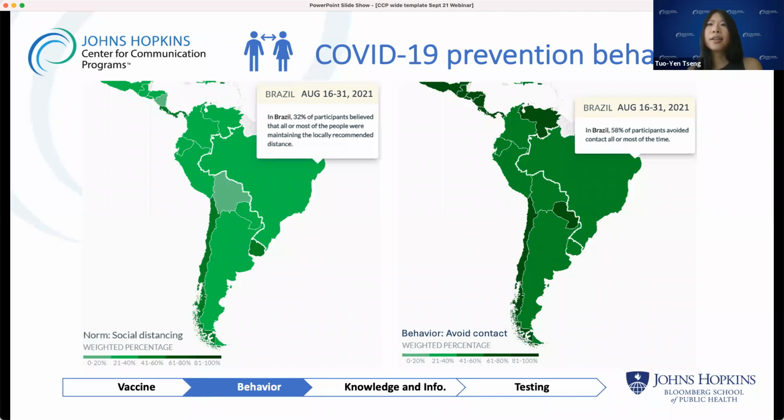From August 16th to 31st, 32% of participants in Brazil said when they went out in public, all or most people maintained a 1 meter distance from others, as indicated by the map on the left. Meanwhile, the map on the right shows that 58% of the participants said that they intentionally avoided contact with others all or most of the time. Next slide, please.